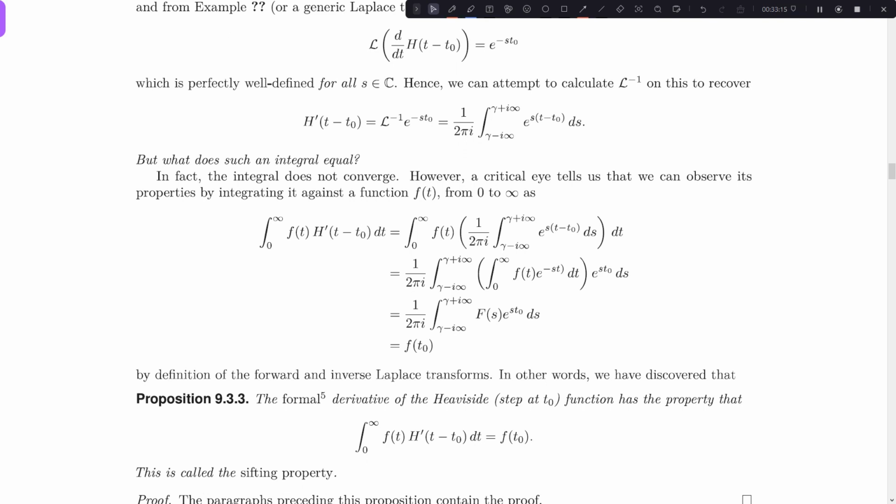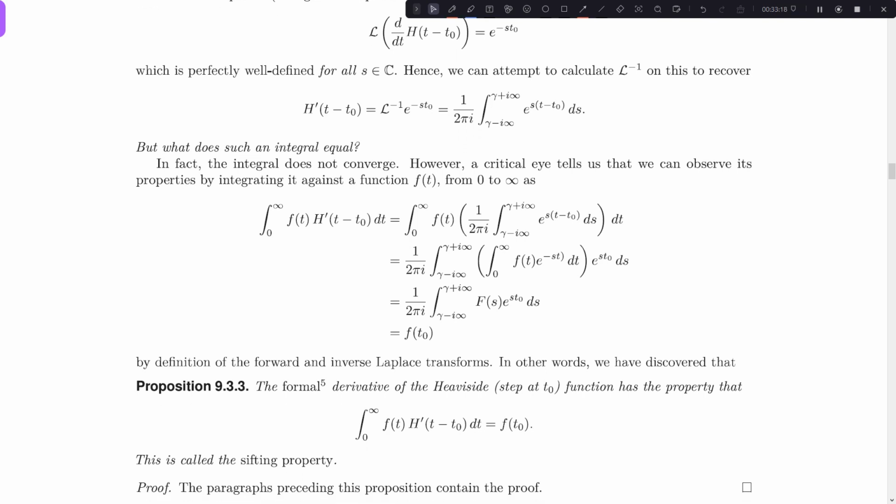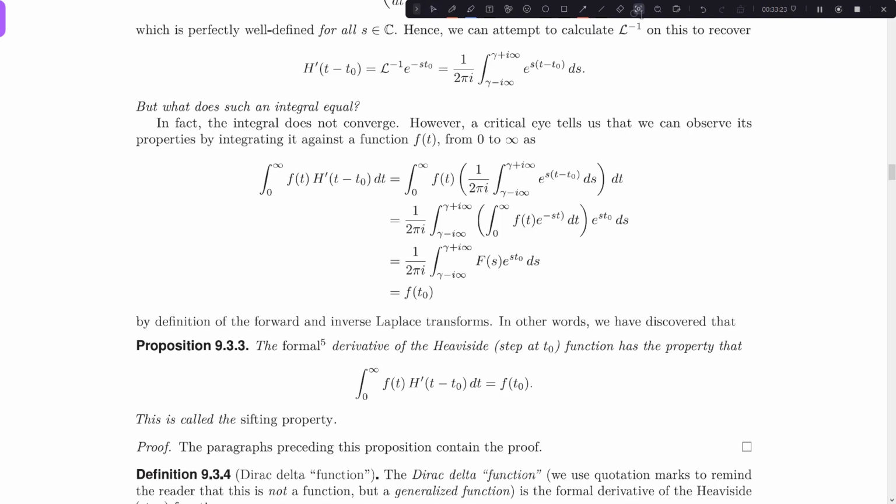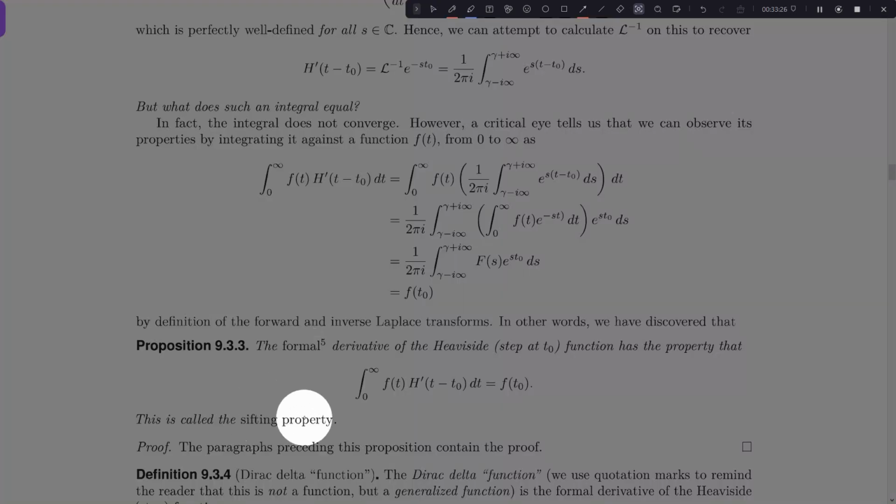And so we give this a name. We call it the formal derivative of the Heaviside function. And it has the property, formal, right? And it has a property called the sifting property, where if I integrate against it, I sift out the function at the point t naught.